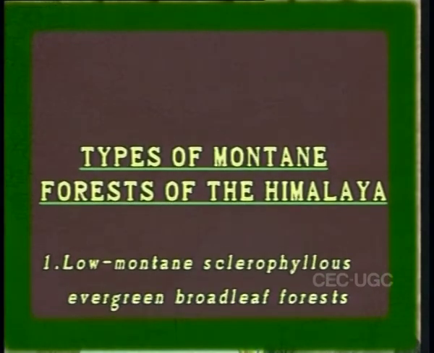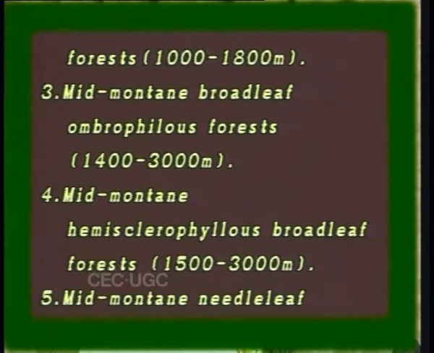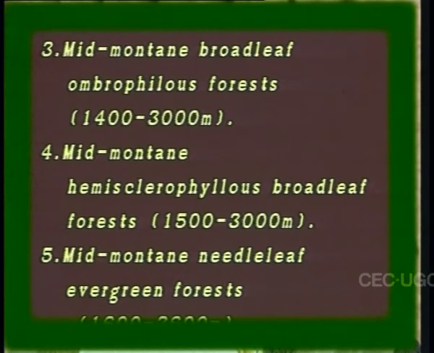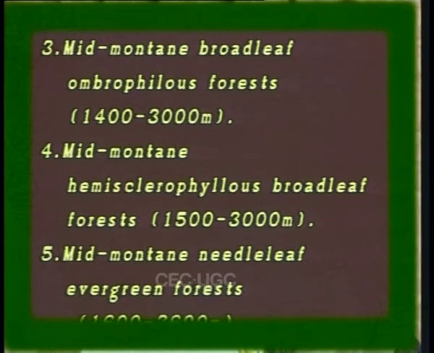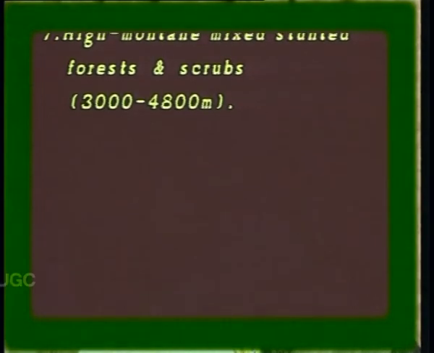Low montane sclerophyllous evergreen broadleaf forests, 900 to 1,400 meters. Low montane needle-leaf forests, 1,000 to 1,800 meters. Mid-montane broadleaf ombrophyllous forests, 1,400 to 3,000 meters. Mid-montane hemisclerophyllous broadleaf forests, 1,500 to 3,000 meters. Mid-montane needle-leaf evergreen forests, 1,600 to 3,600 meters. Mid-montane winter deciduous forests, 1,800 to 2,800 meters. High montane mixed stunted forests and scrubs, 3,000 to 4,800 meters.